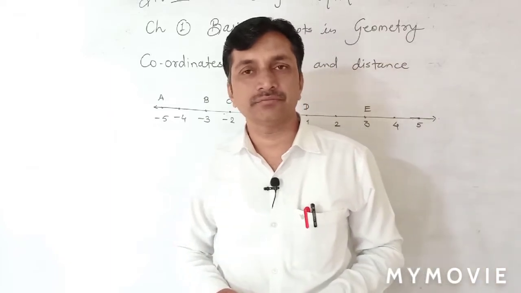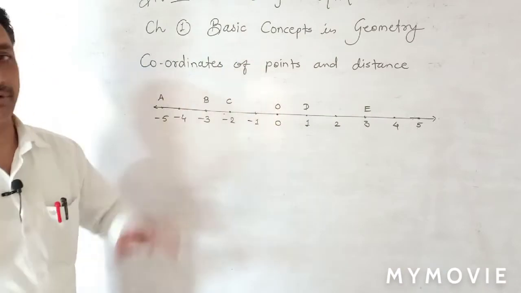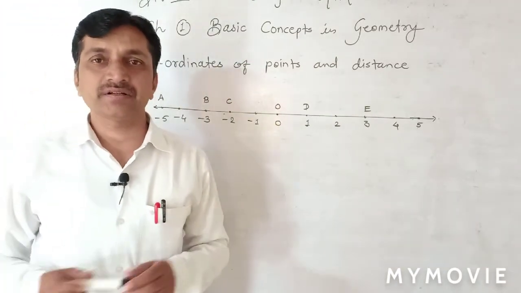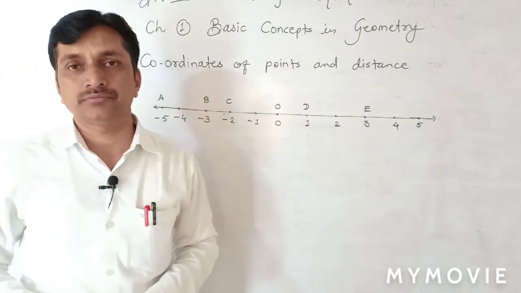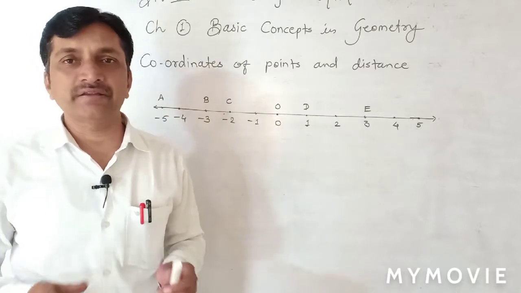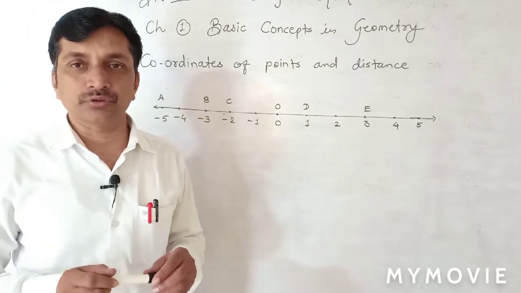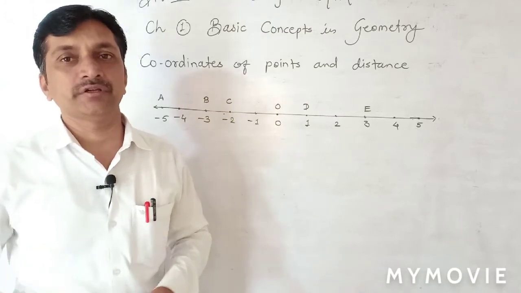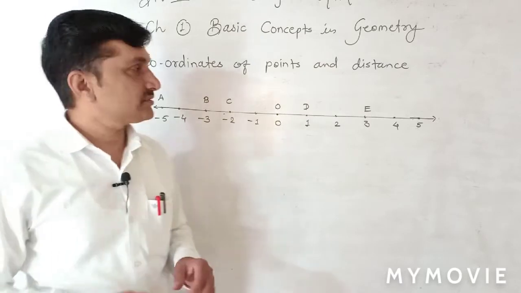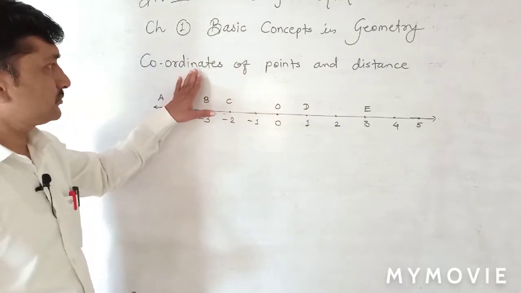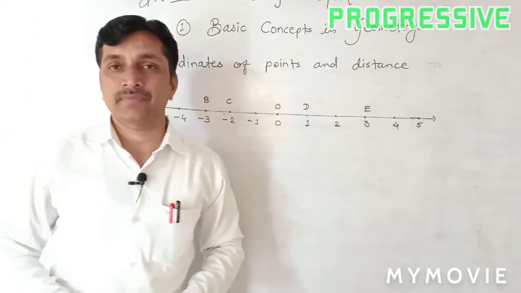In this video we are going to start the first chapter of Maths 2 of 9th standard. The name of the chapter is Basic Concepts in Geometry. Now the basic concepts in geometry are point, line, plane. We cannot define these terms, but we always use these terms in geometry. That's why these are basic. Dear friends, the first point of the lesson is coordinates of points and distance.